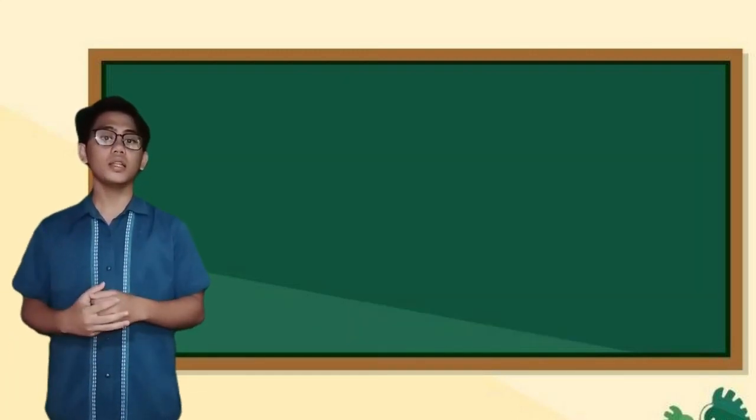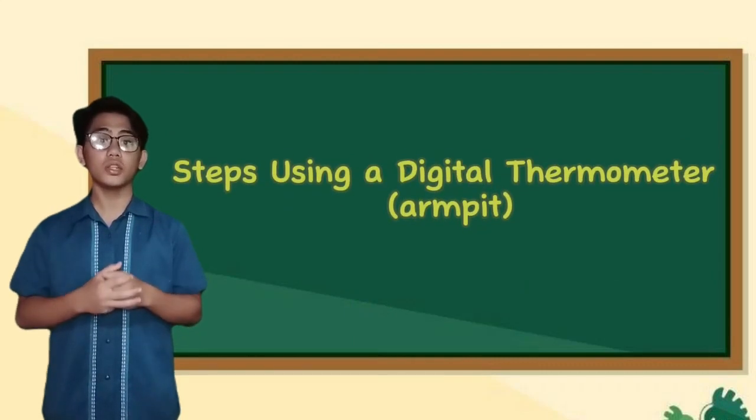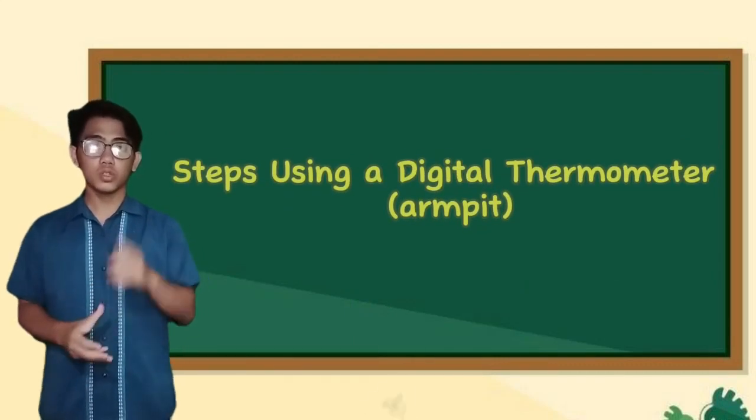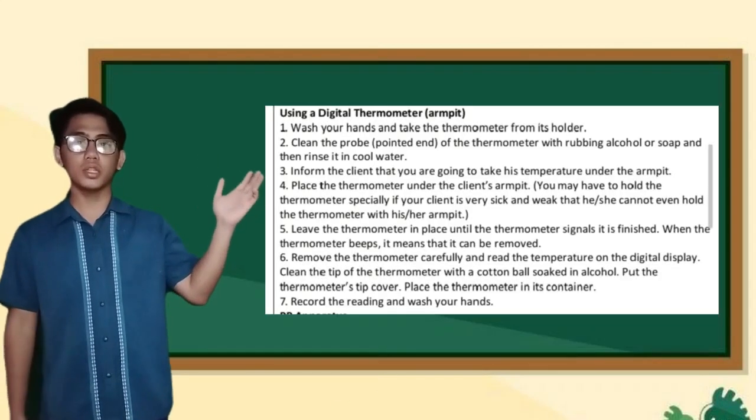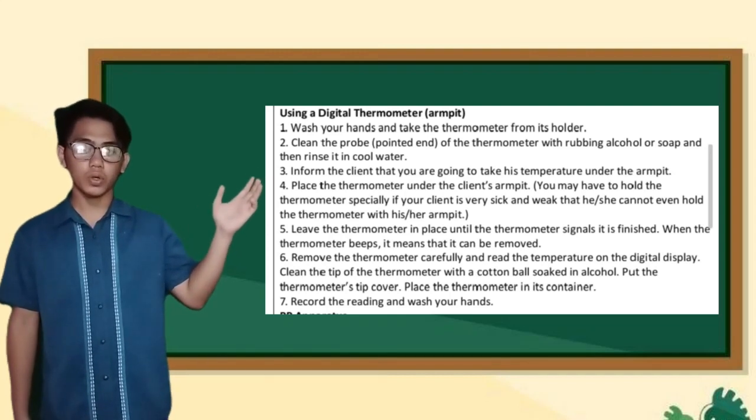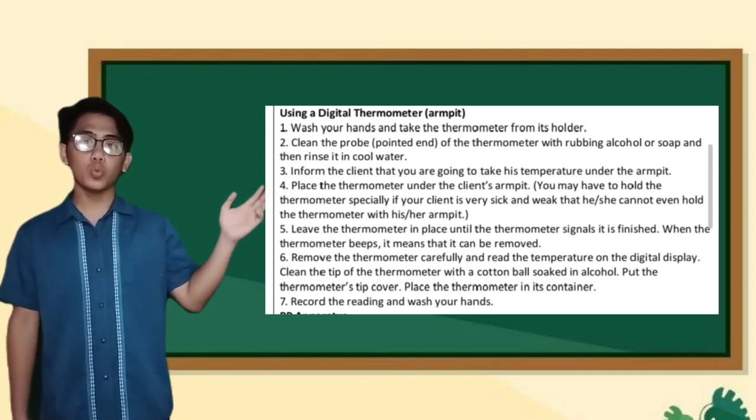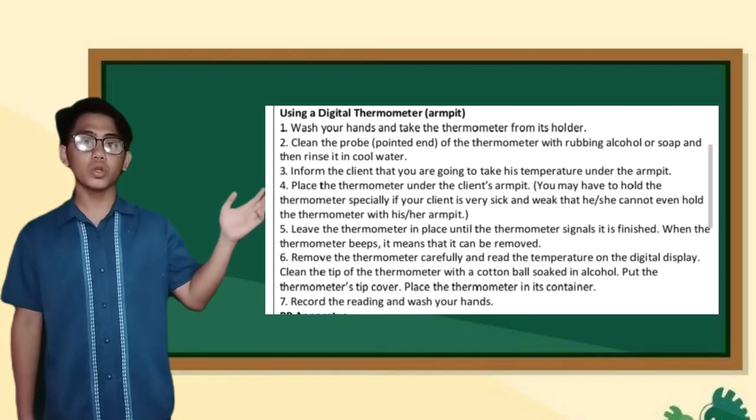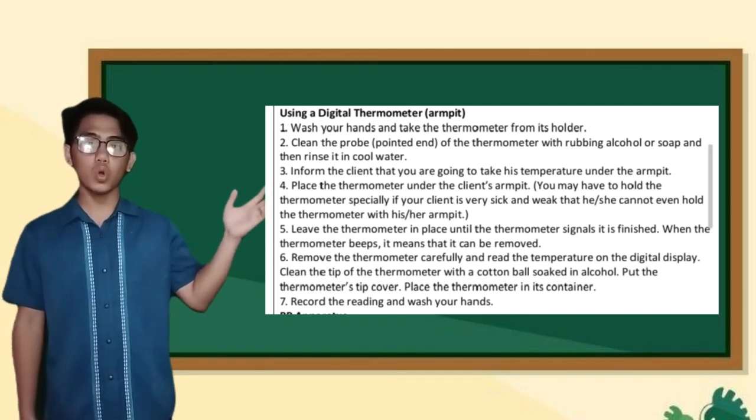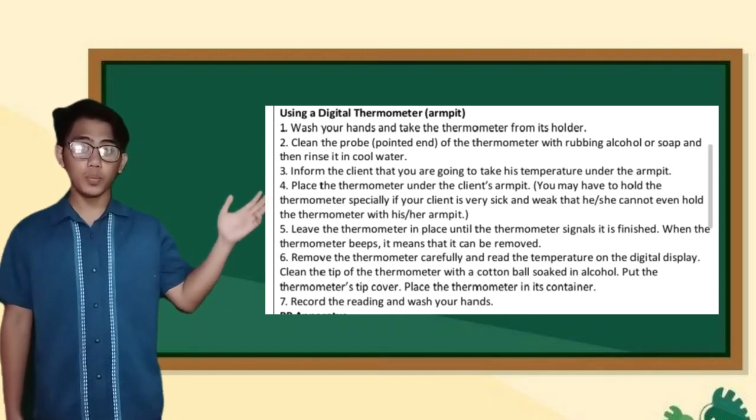Okay, next, let us know the steps using a digital thermometer on the armpit. So first, wash your hands and take the thermometer from its holder. Second, clean the probe, the pointed end of the thermometer, with rubbing alcohol or soap and then rinse it in cold water. Third, inform the client that you are going to take his temperature under the armpit.